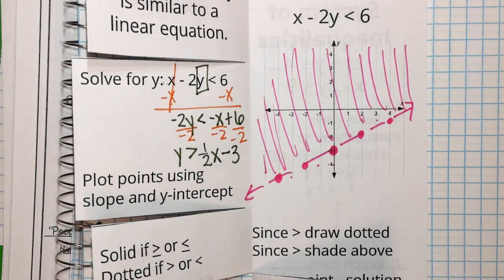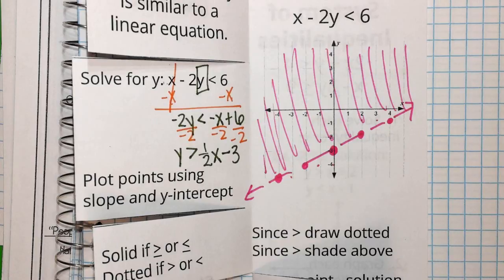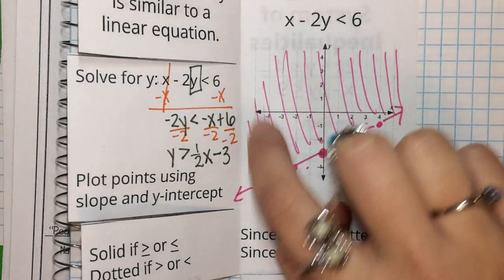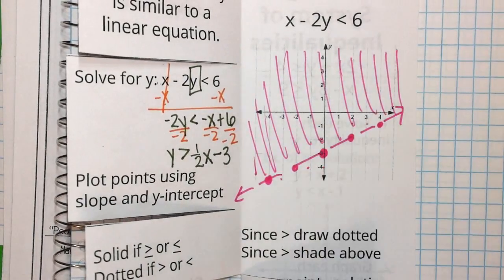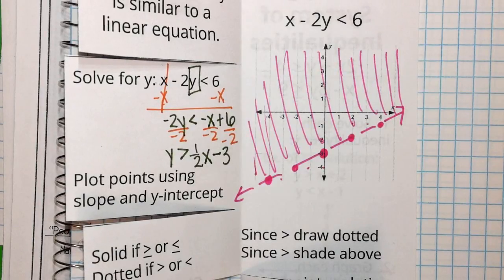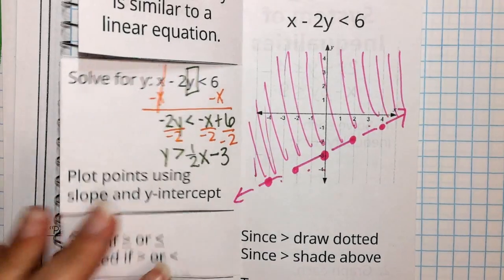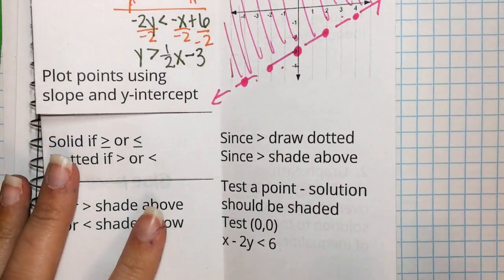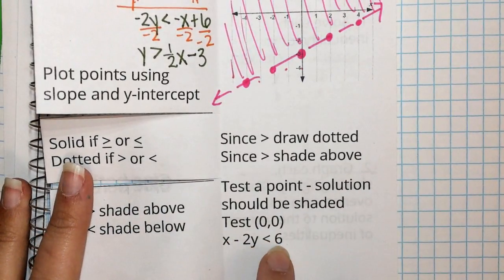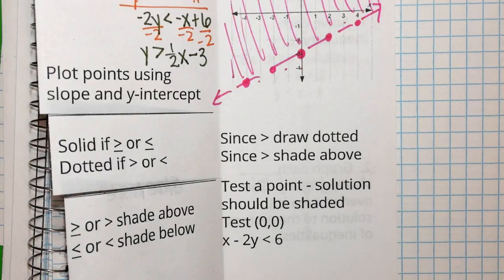Now, how many solutions do we have to this linear inequality? As many as are above. Good. So all of this shaded region, all of these points here, those are solutions. Now, let's apply this. We're going to test a solution. If you plug in 0, 0, you're going to get 0 is less than 6. It's a true statement. We did it.